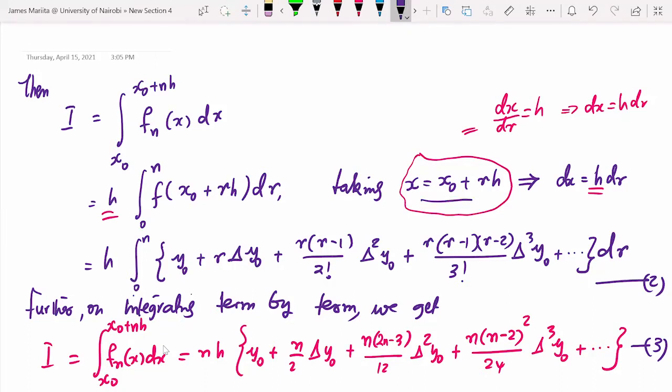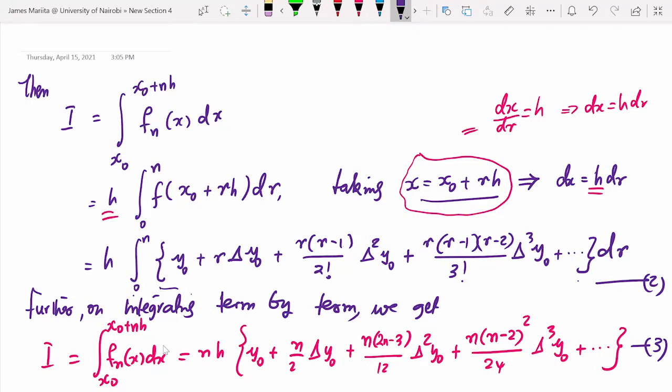So if we assume that x is equal to x0 plus rh, so that dx is equal to h dr, then the first integral here becomes h times the integral from 0 to n of f(x0 plus rh). This f(x0 plus rh) can be approximated by Newton's forward interpolating polynomial, something which we have done before, and that will give us what is under these curly brackets: y0, r times the first forward difference, then r(r minus 1) over 2 factorial times the second forward difference, and so on.